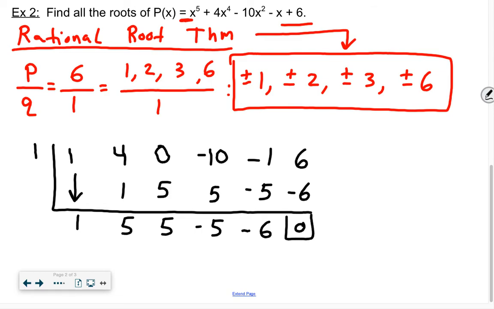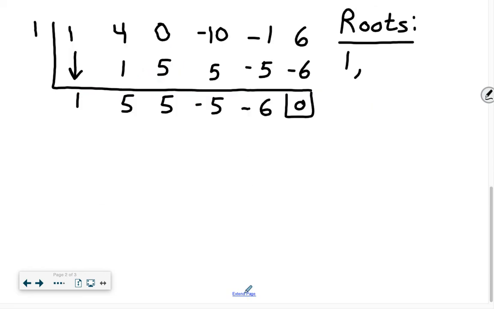And sure enough, on the very first guess of 1, we found our very first root. And we can go ahead and make that list over here. So our roots, first one was +1. Now, this is the nice thing about synthetic division: each time you find a root, it's going to start breaking that polynomial down a little bit more for you.